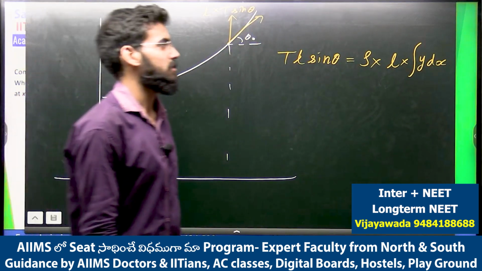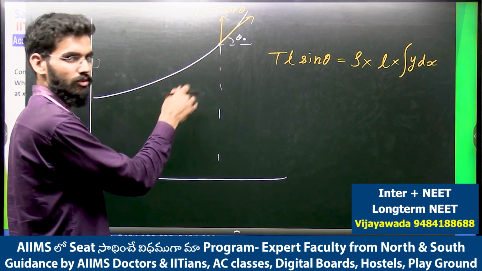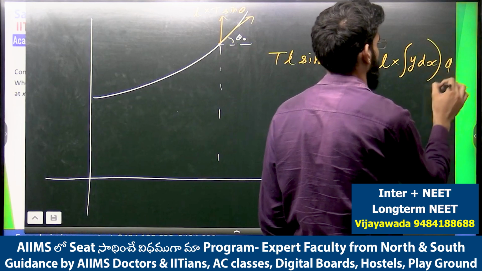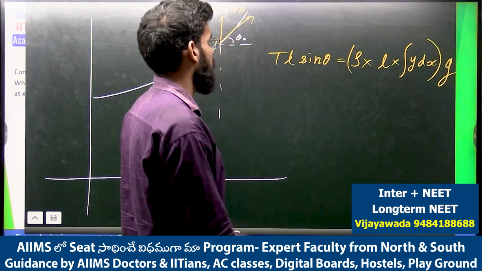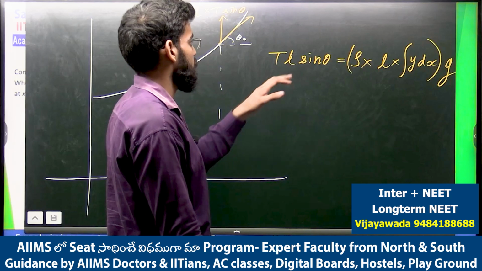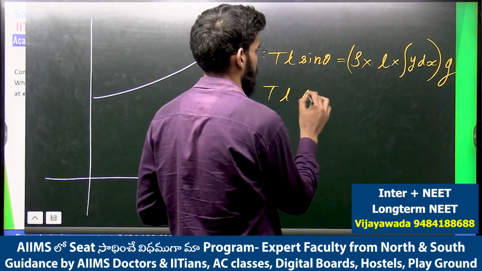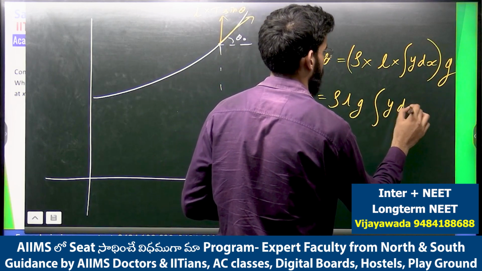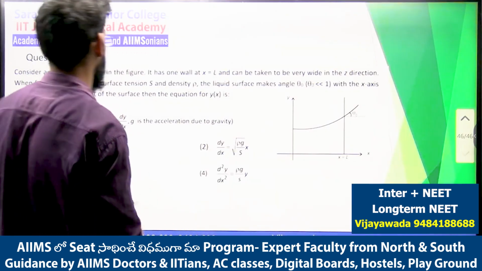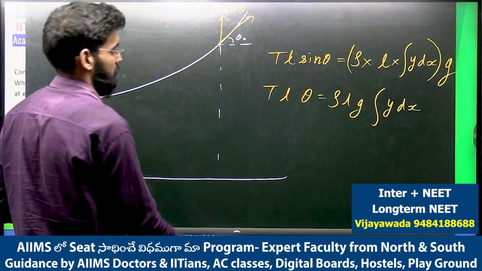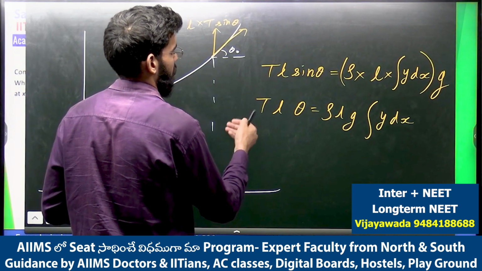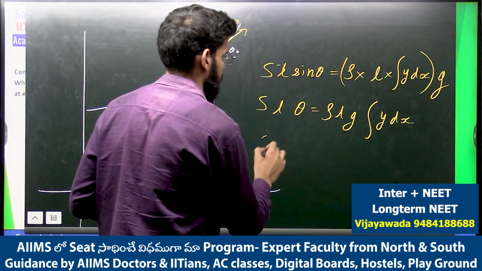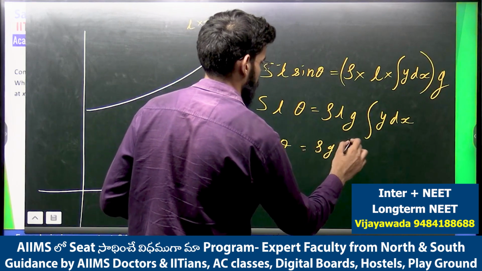That's it. This is only the total area, no? So area into length outside is the volume. Volume into density is mass, so this is mass into g. Now what do you do? Sin theta is theta. So TL into theta equals rho L g integration of y dx. Actually, instead of mentioning T for surface tension, he wrote S, so let's mention it as S only. Why confuse? L gets cancelled out. S theta equals rho g integration of y dx.